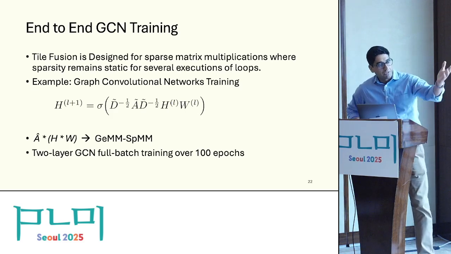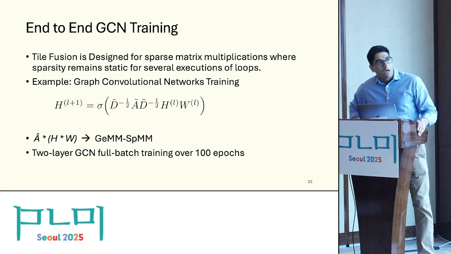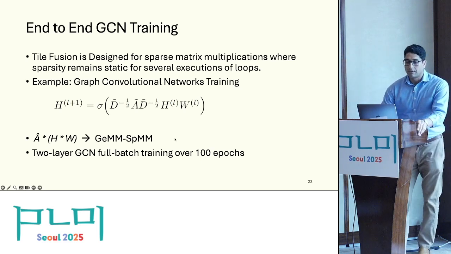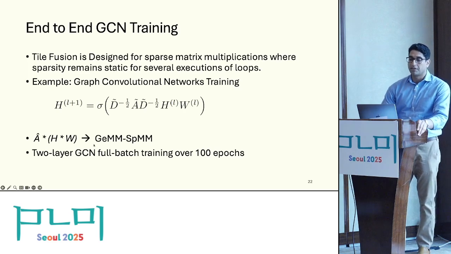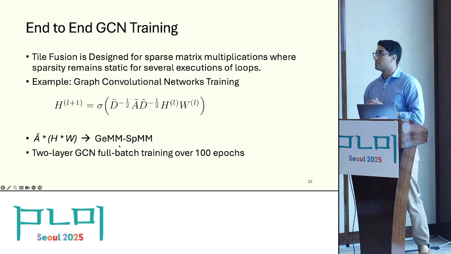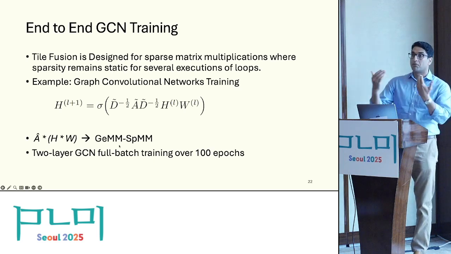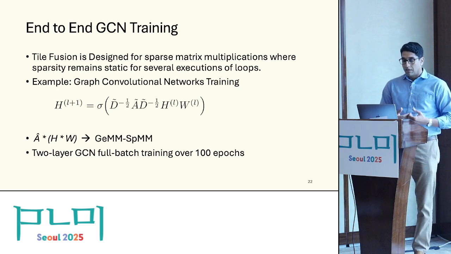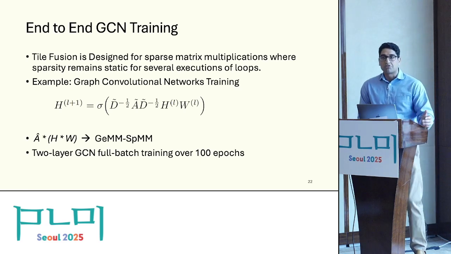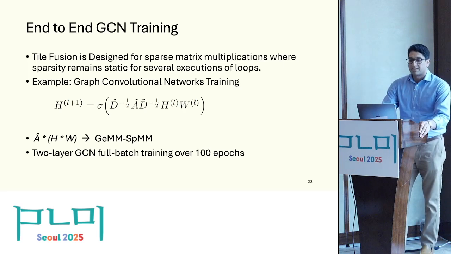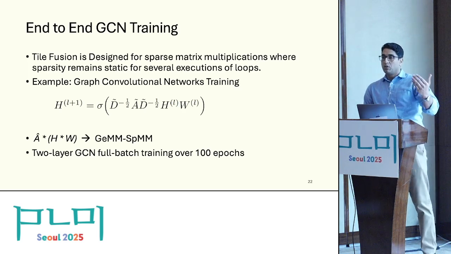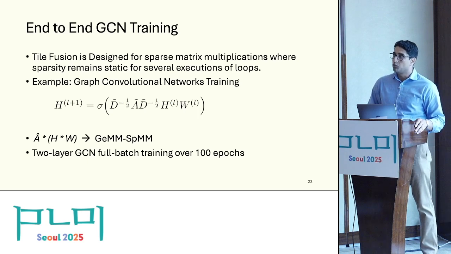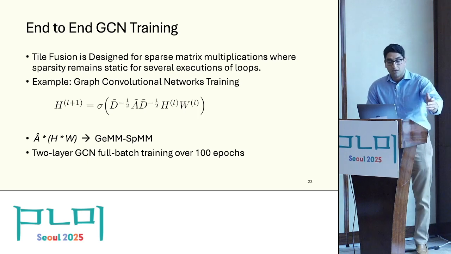So the end-to-end training that I want to show is the GCN that I discussed initially. You can see the layer again here. We want to replace the operation in this layer with the fused GeMM-SpMM that we created, and we compare it with PyTorch Geometric, PyG, to see how it works. This is training, because the sparsity pattern of A will remain the same for the full batch training on the GCN in PyG.